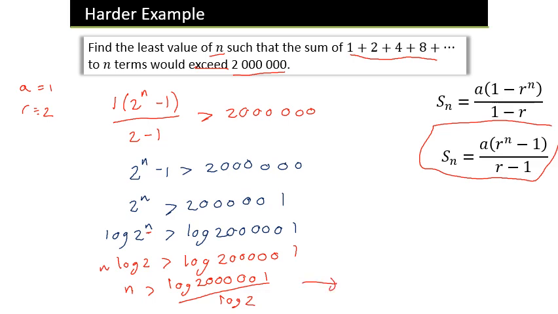Inputting that into my calculator, so we're doing log of 2 million and 1 divided by log 2, gives this. And so therefore it's going to take 21 terms. The 20th term won't exceed it. When there's 21 terms, it will do. So that is our final answer.